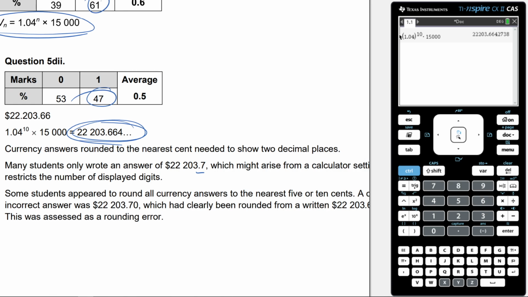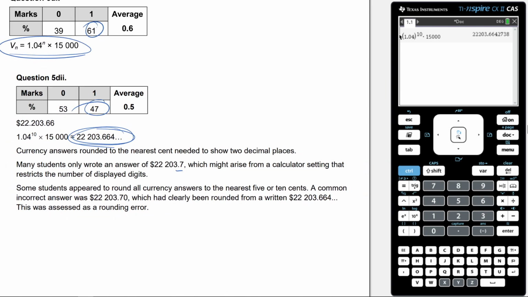Let's now read this. It's always good to read the examiner's report. It says, currency answers rounded to the nearest cent needed to show 2 decimal places. Many students only wrote an answer of this, which might arise from a calculator setting that restricts the number of displayed digits. Some students appeared to round all currency answers to the nearest 5 or 10 cents. A common incorrect answer was this, which had clearly been rounded from the answer this. This was assessed as a rounding error.